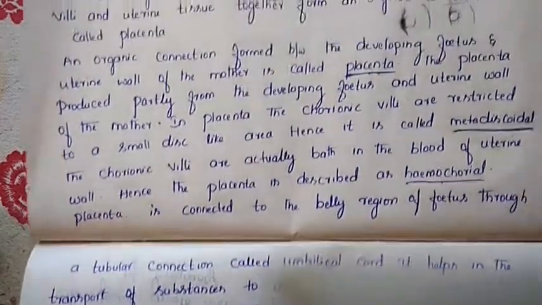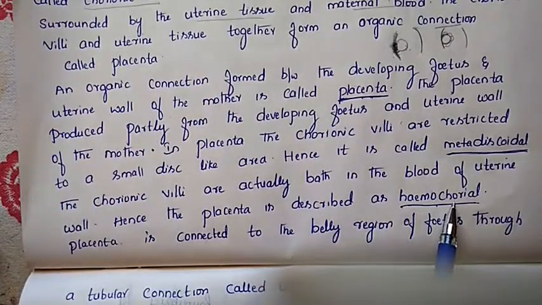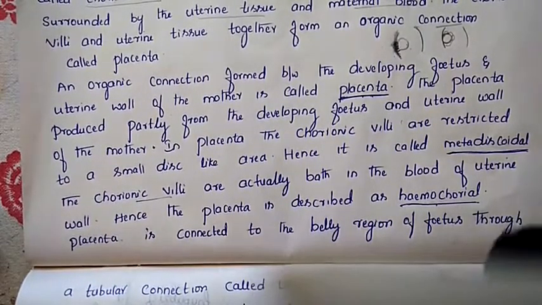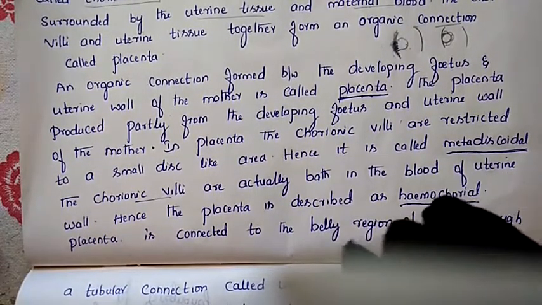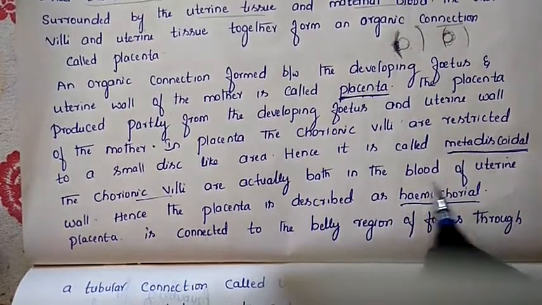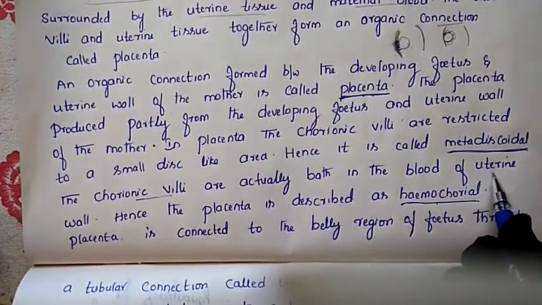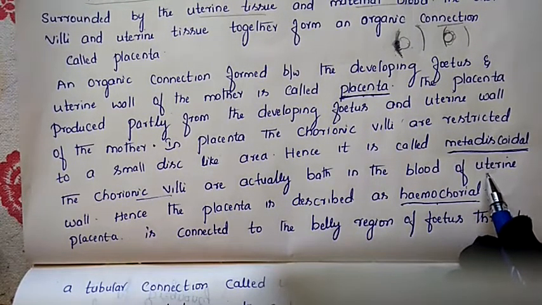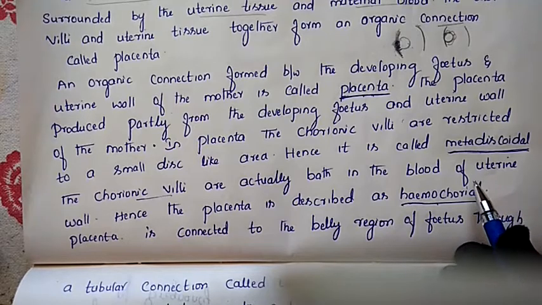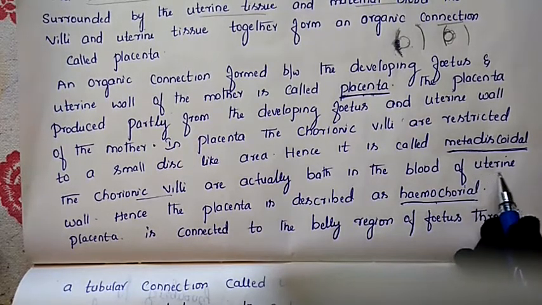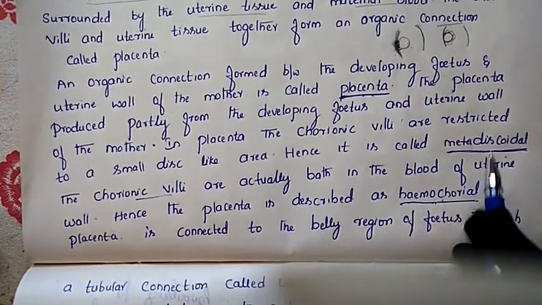Another question: what is hemochorial? Hemochorial means the chorionic villi are completely bathed, completely submerged in the blood of the uterus. The blood of the uterus is maternal blood. So it is completely present inside the uterine blood, and that's why it is called hemochorial.